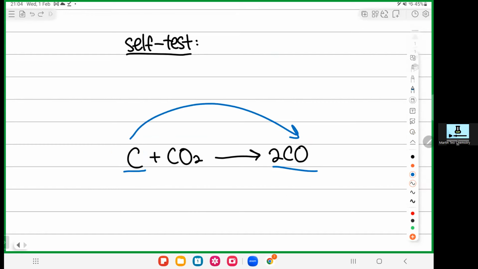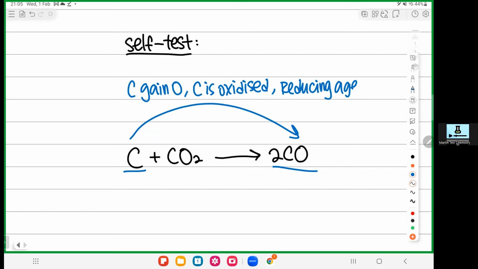This carbon has no O, this carbon has one O. Remember when you compare, don't bother about the number 2 in front. Only compare the formula, the number in front is only for balancing. C becomes CO. You gain 1 additional oxygen. So carbon gains oxygen, so carbon undergoes oxidation. So carbon is the reducing agent. End of story.